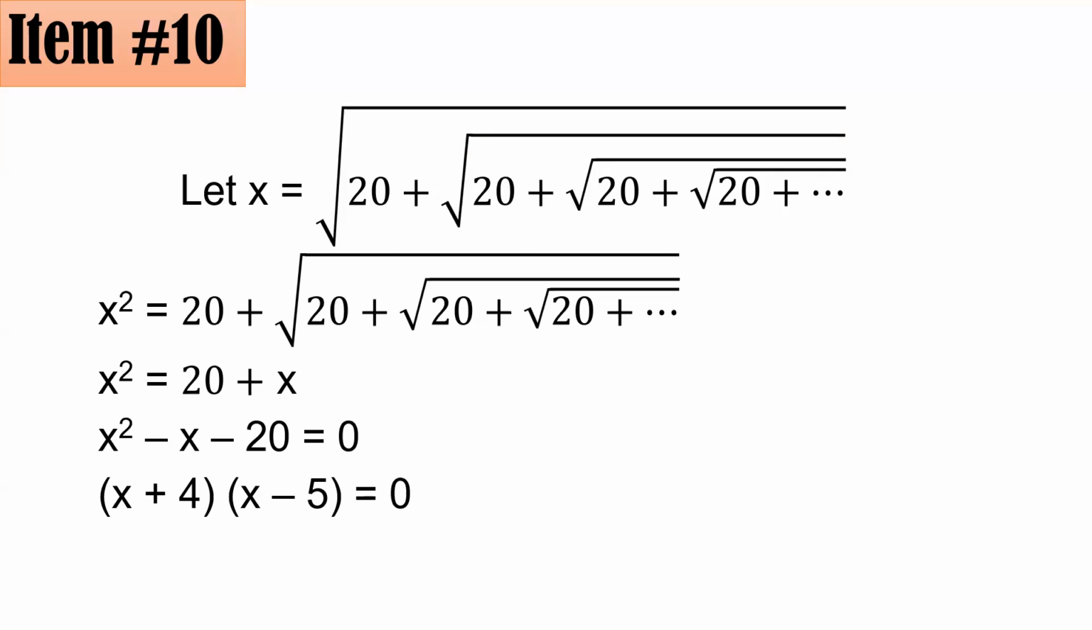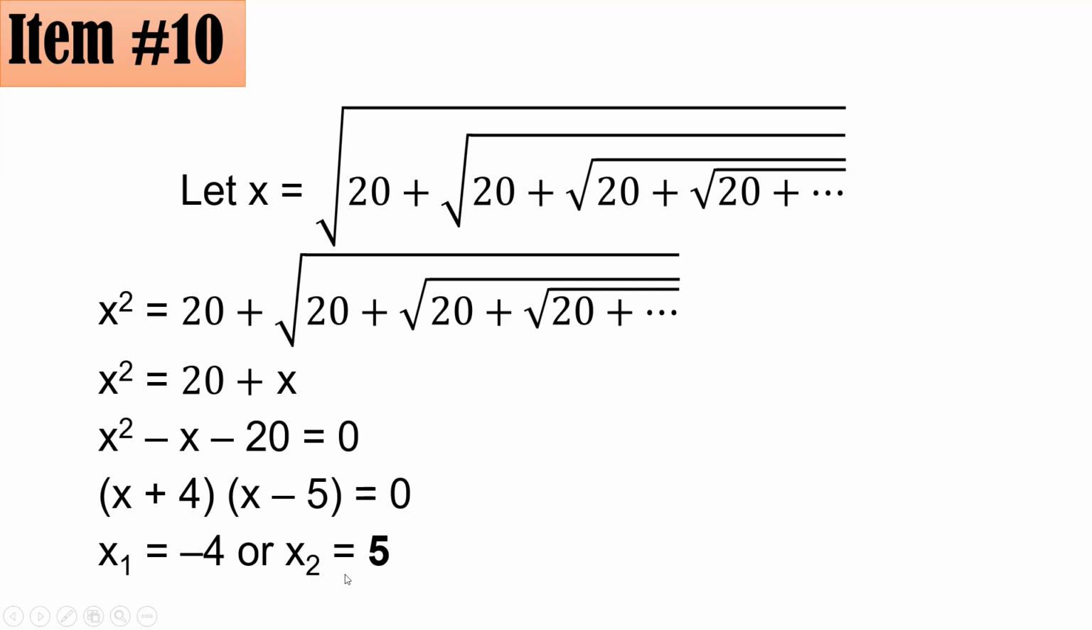And by the zero product property, or zero property of multiplication, if you multiply two or more numbers and their product is 0, this means that at least one of them is 0. So equating each of these factors to 0, x plus 4 equals 0 means x sub 1 is negative 4, or x minus 5 equals 0 means x sub 2 is 5.